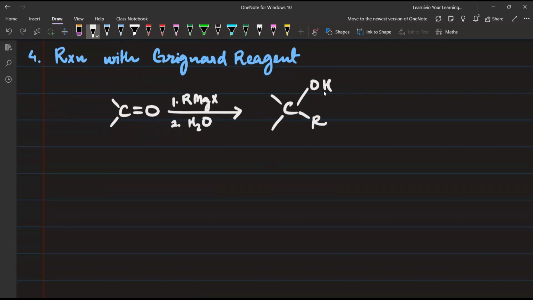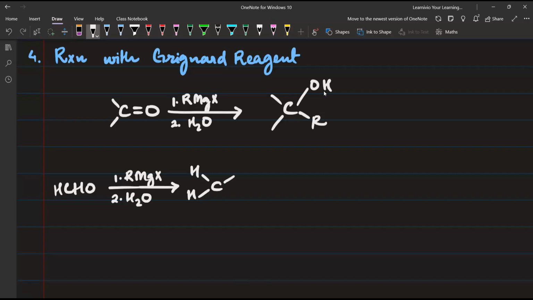So we can majorly divide this reaction into three different types. The first reaction is with formaldehyde, HCHO. In this case, the carbon is bonded with oxygen with a double bond, and it has two hydrogens bonded to it. In the first step, we will have the same RMgX. In the second step, we will have H2O. Now, this carbon atom already has two bonds with hydrogen. The double bond O will become OH, and the R will be here. If you write it properly, it will be RCH2OH, which is basically a 1-degree alcohol.